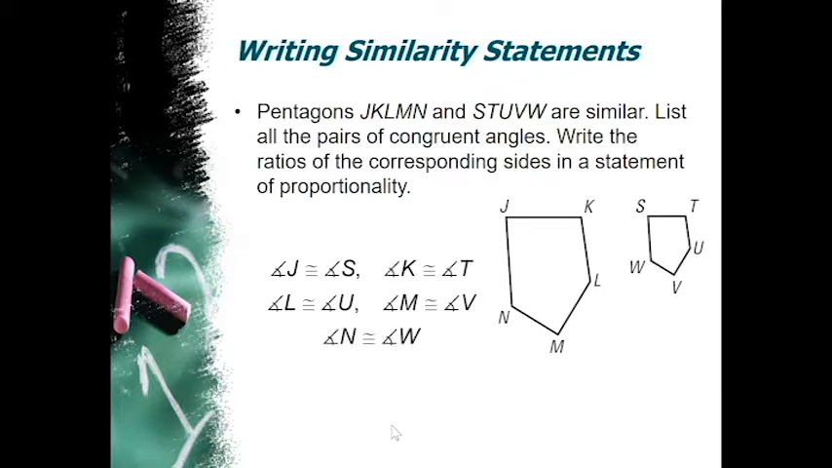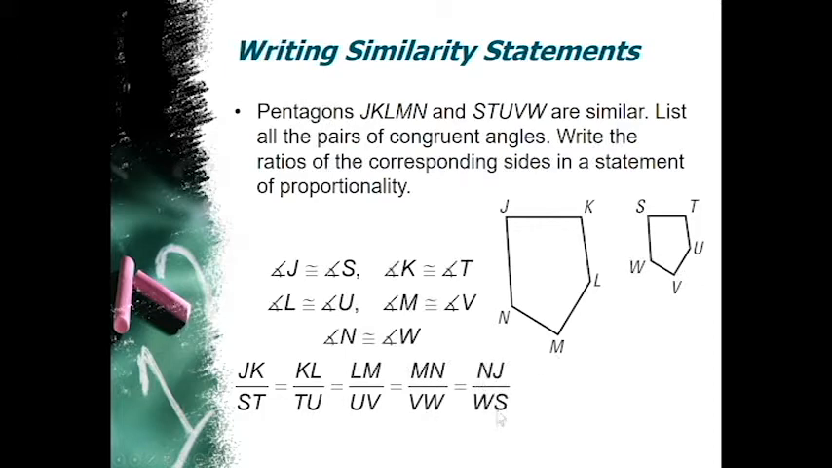Our statement of proportionality would be JK over ST, that's these two top lines. KL over TU, we're just working our way clockwise around our objects. LM over UV, MN over VW, and NJ over WS.